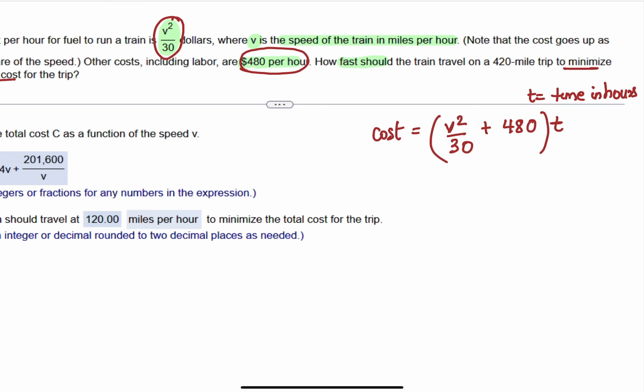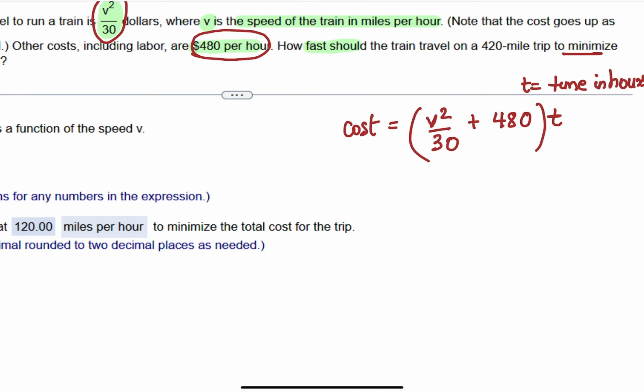Once I have this, I see that I have 2 different variables, V and T. That's not what I want. Now I want to change either T into a V or V into a T. But how do I know what I should change? What am I looking for? I'm looking for how fast. That means I'm looking for speed. My answer should be in terms of V. That means I have to change my T into V.